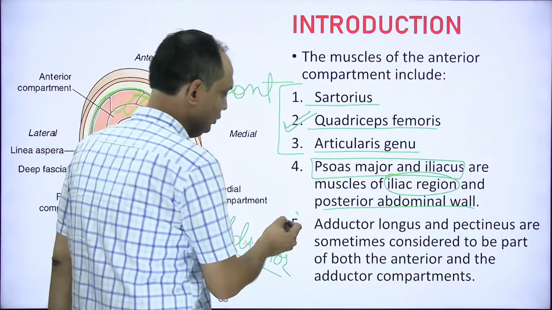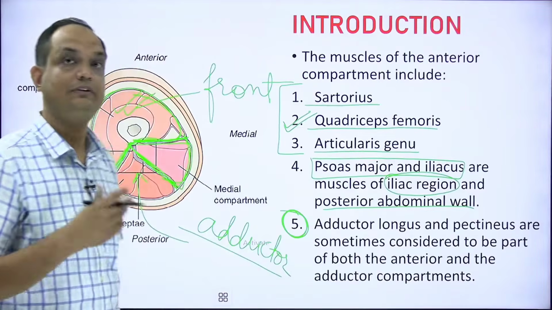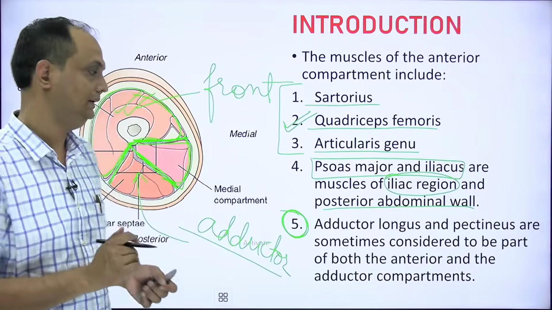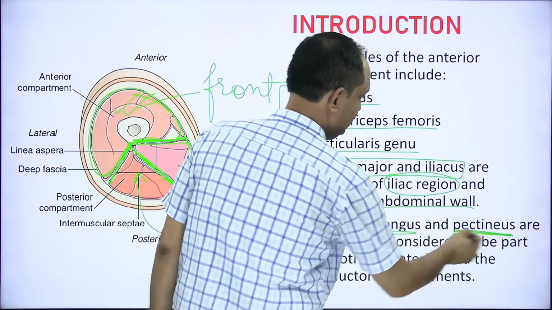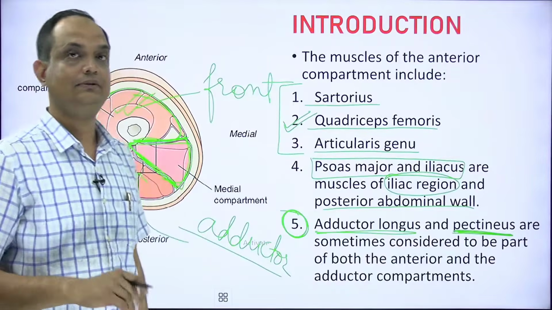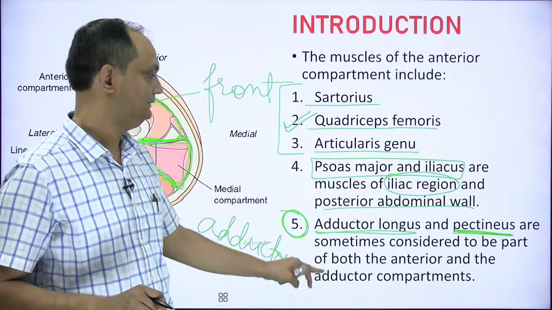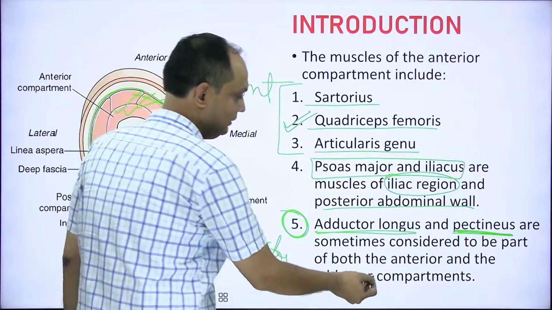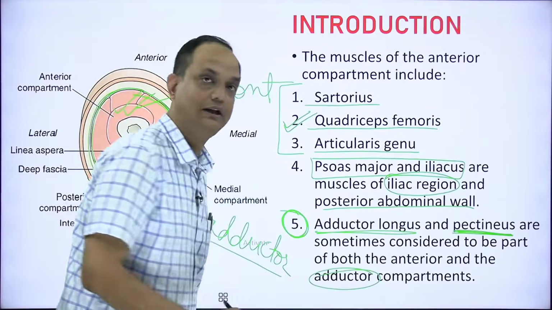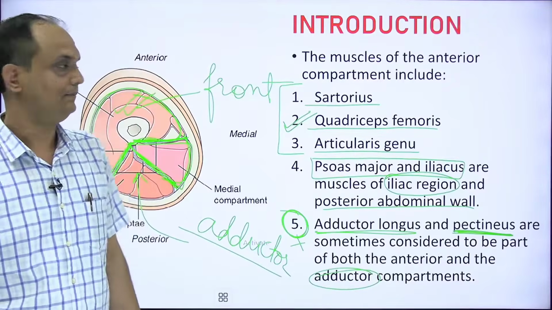Now there are two more muscles which are also visible in dissection in the front of thigh, that is adductor longus and pectineus. These two muscles are again visible in the femoral triangle, but they are mainly considered muscles of the adductor or medial compartment of thigh, and we will not discuss these two muscles in this lecture.